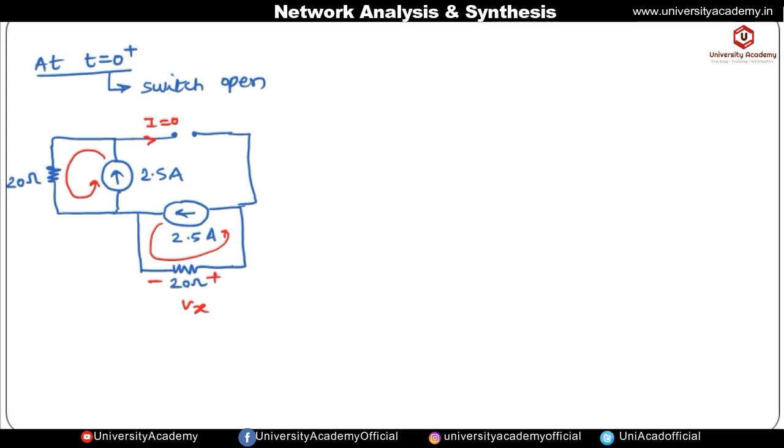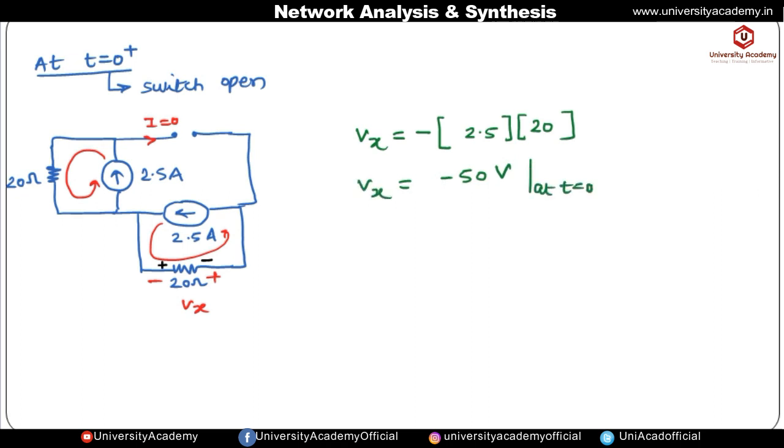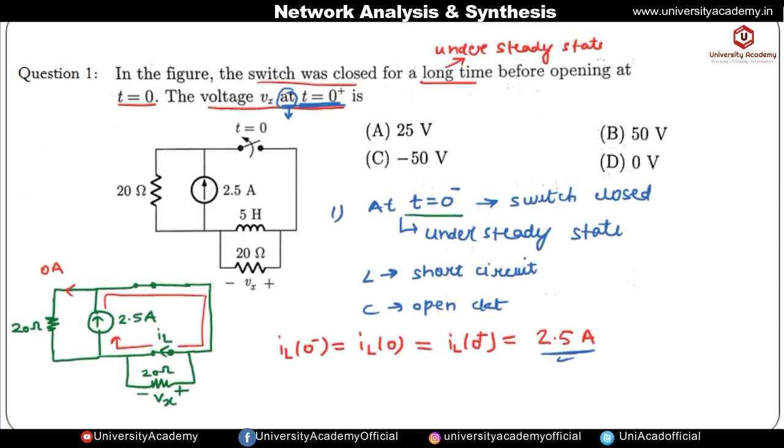It means the current is entering this terminal, so this will be positive and this will be negative. Okay, but the polarity of v of x given in the question is plus and minus. So from here we are getting v of x equal to minus, because its polarity is opposite, and it is given by I into R. So how much current is flowing? That is 2.5 ampere, and the value of resistance is 20 ohm. Okay, so if we simplify we are getting the v of x value as minus 50 volt. This is at t equal to 0 positive instant. Okay, so the answer is minus 50, that is option C is correct.